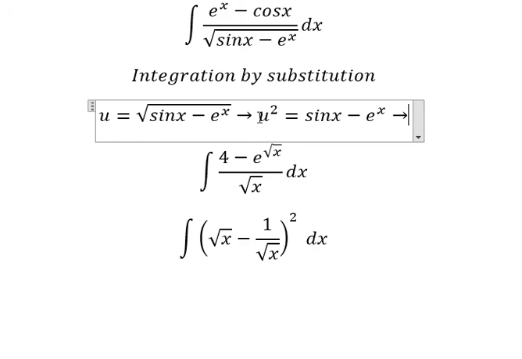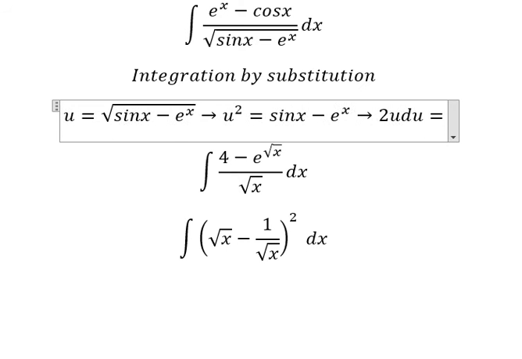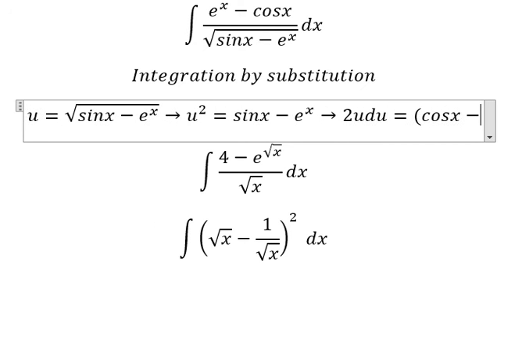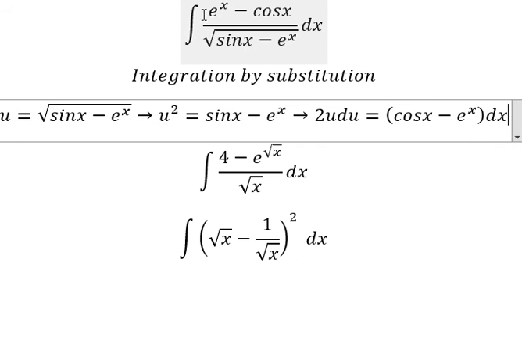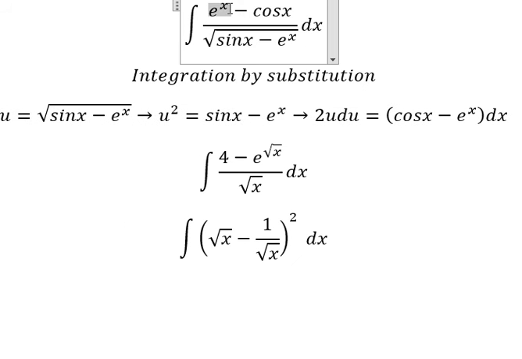Next, we need to do first the derivative of this one. So we have 2u du equal to cosine s minus e to the power of s ds. But this one is e to the power of s minus cosine s.